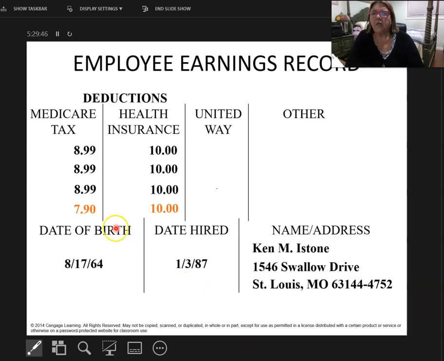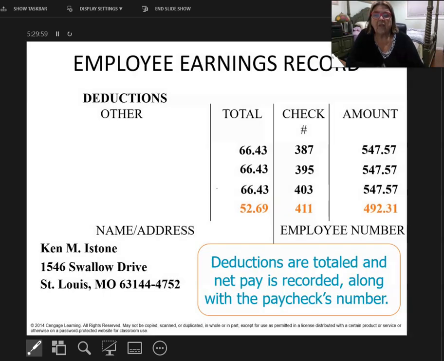So here's all of his Medicare and his health insurance, his date of birth, the date he was hired, his name and address. All of this is very crucial on his employee earnings record. By law, an employer has to keep this on you. And then finally, here's his check number and the take home. So this is an employee's earnings record.